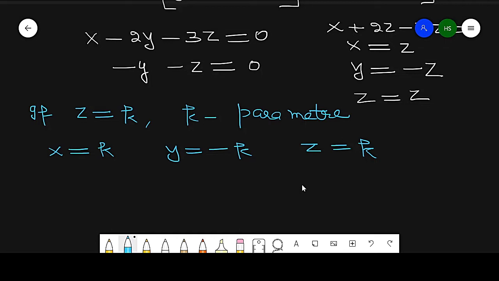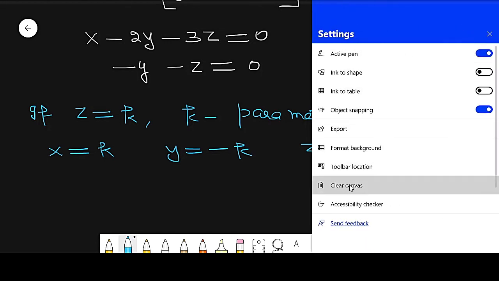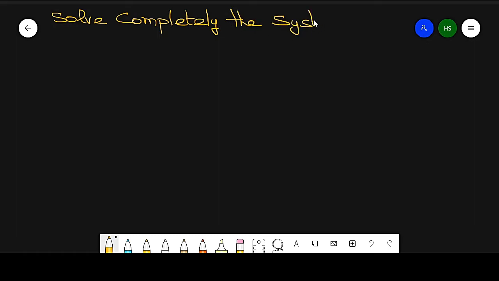Now after that we are going to start a very important question, that is, solve completely the system of equations. So how can we solve the system of equations? The statement is: solve completely the system of equations.